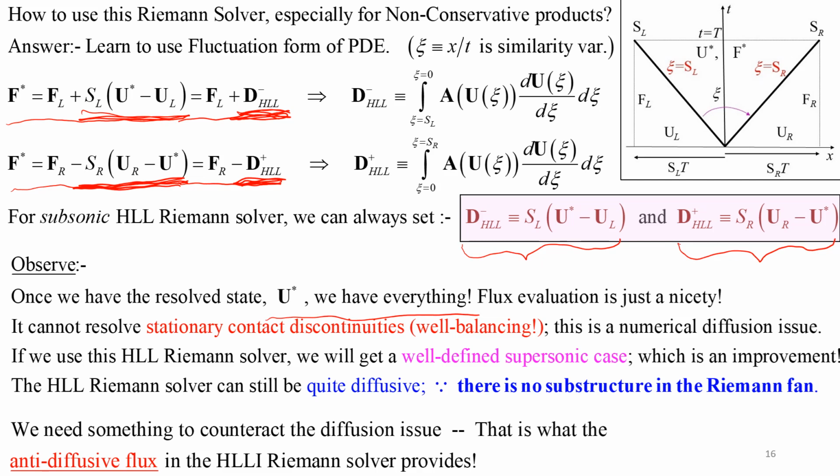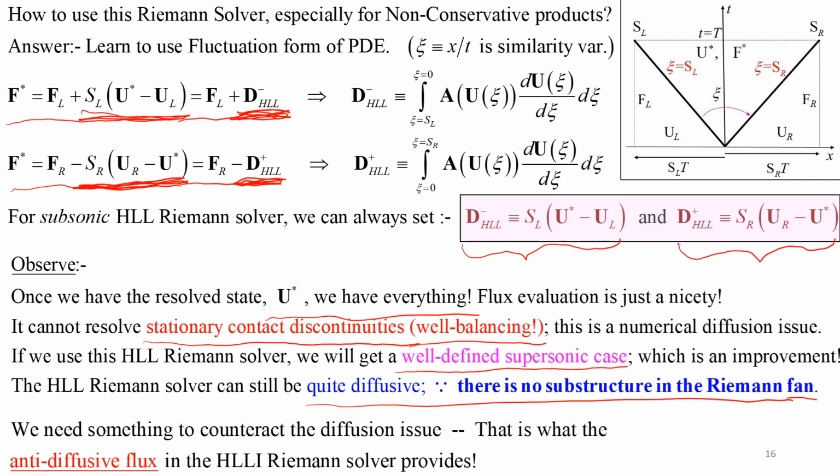This Riemann solver, as given so far, will not be able to hold or retain stationary contact discontinuities on the mesh, so we will need to pay additional attention to well balancing if we were to use it or improve this Riemann solver, and this is essentially a diffusion issue. However, note that we have won something because this Riemann solver does have a well-defined supersonic case. And this Riemann solver is very diffusive simply because we washed out all the substructure in the Riemann fan.